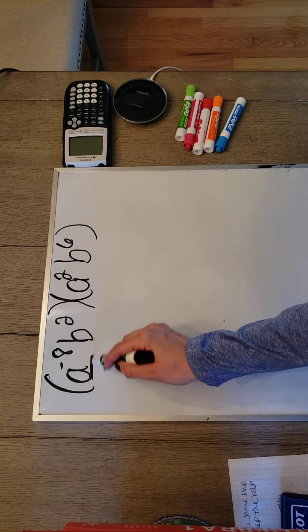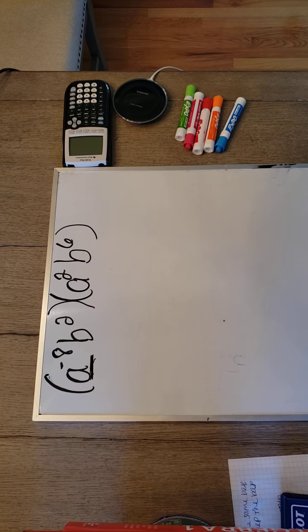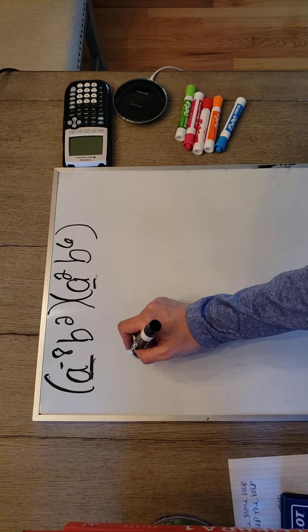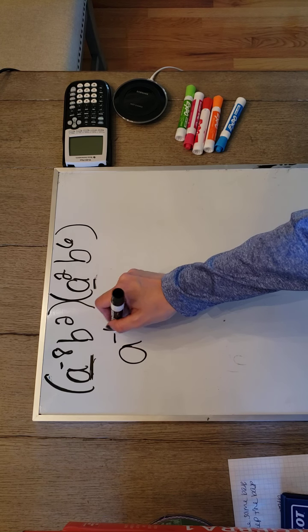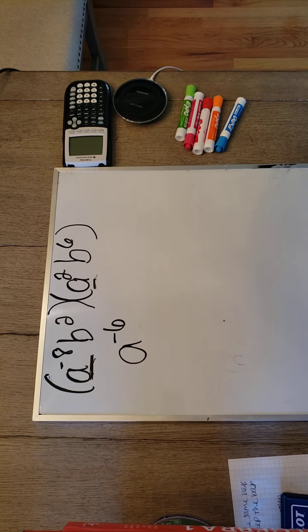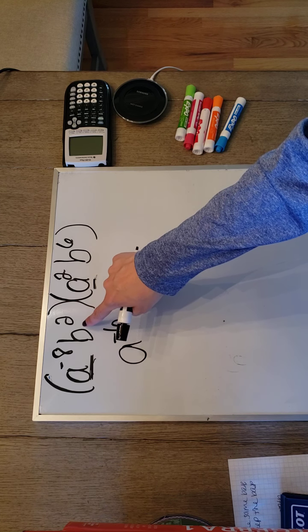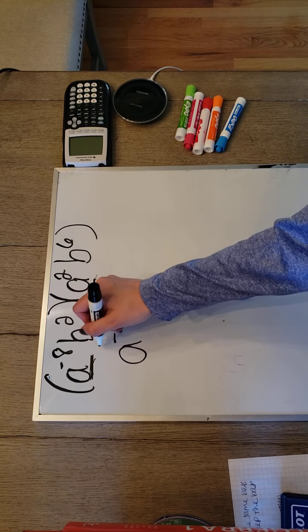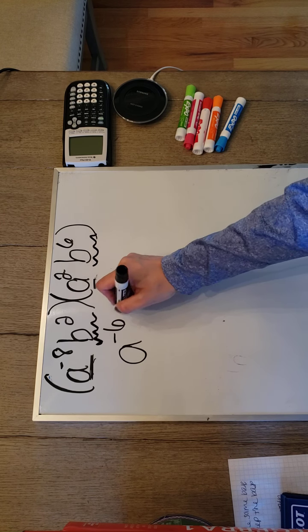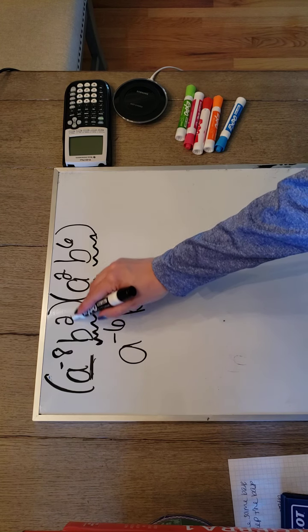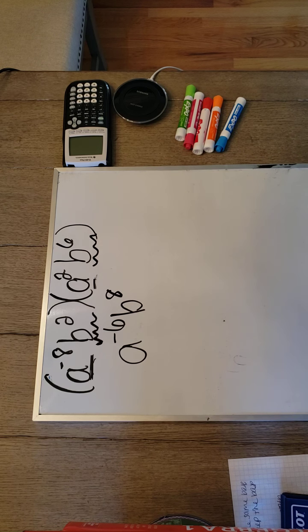First one we got is a to the negative 8th. Is there anything that goes with that? We got a squared. So what is negative 8 plus 2? Hopefully you said negative 6. And then we have b squared. And what goes with that? B to the 6th. Keep your base, add your exponents.